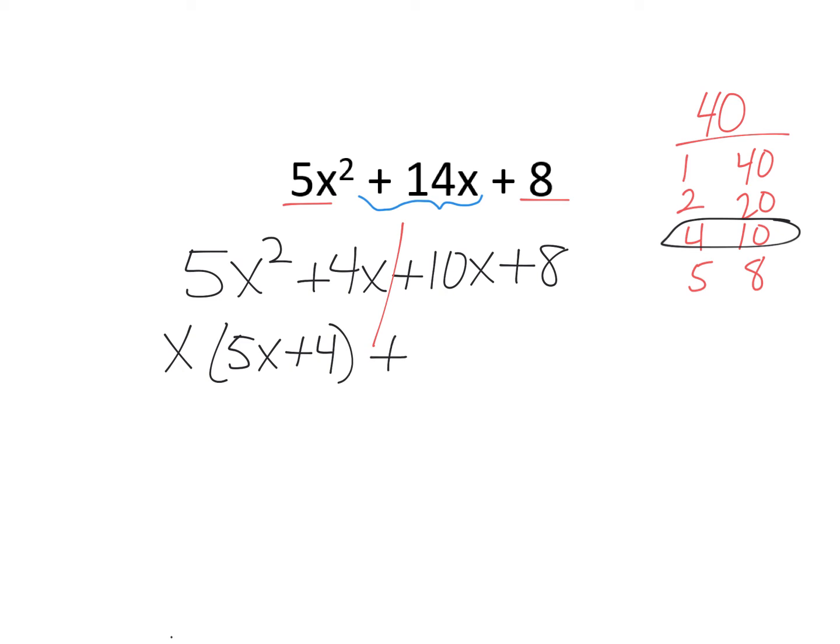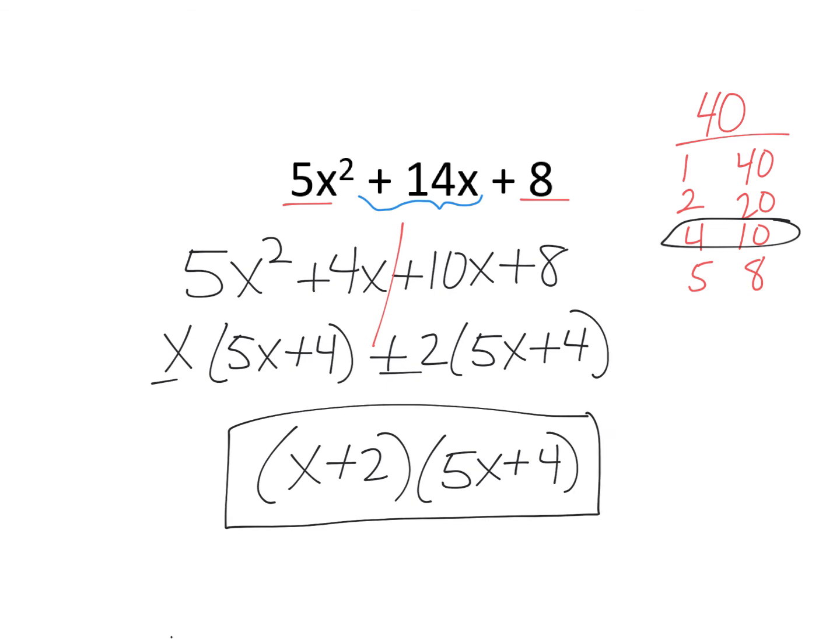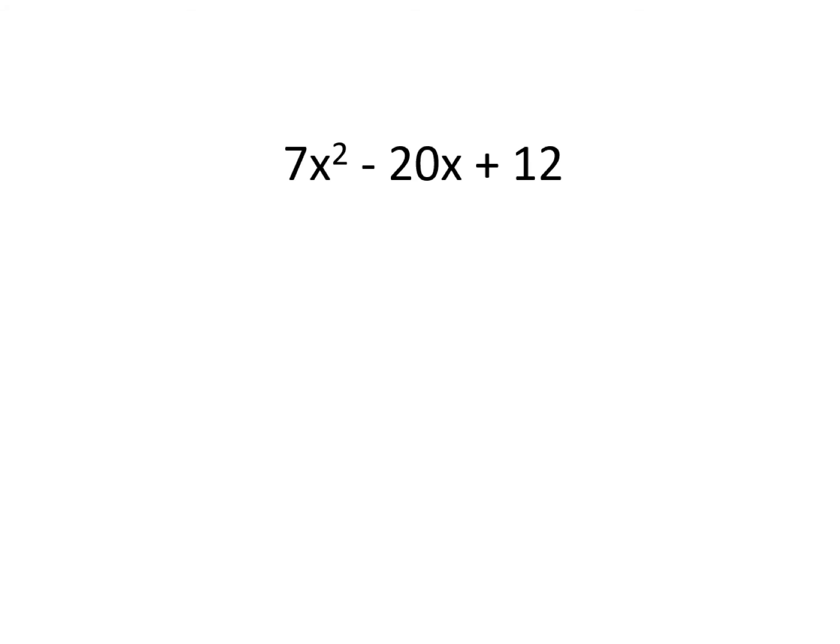And it looks like I can pull a 2 out. And that'll leave a 5x plus 4. That's good because those two have to be the same. Finally, put those two in their own set of parentheses. And I'm done. Again, if you do this and you question your answer, multiply them back out and see if you get to the 5x squared plus 14x plus 8. I would suggest on these last three that you pause the video for each one of them and try it on your own and then see how much you actually know and what parts you need to tweak to get the right answer. Or maybe you'll get the right answer the first time.